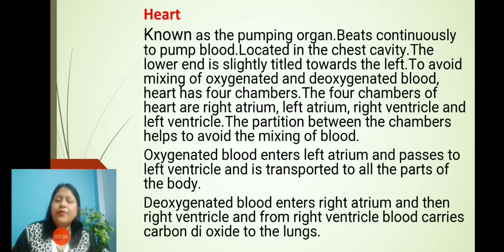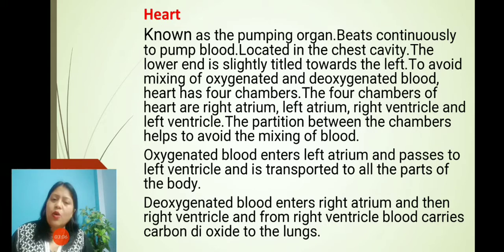When you look at the drawing, you will be able to understand that oxygenated blood enters the left atrium, passes to the left ventricle and is transported to all parts of the body. Deoxygenated blood enters the right atrium and then the right ventricle, and from the right ventricle blood carries carbon dioxide to the lungs. So this is how blood circulates in the heart. Here you have come across two new terms: oxygenated blood is the blood which is rich in oxygen, and deoxygenated blood is devoid of oxygen.